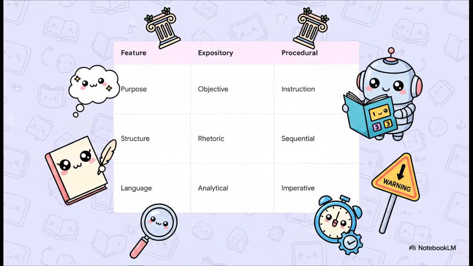First, purpose. Expository is all about objective explanation, while procedural is goal-oriented instruction. What about structure? Well, expository relies heavily on classical rhetoric, like inventio and dispositio. Procedural leans on sequential steps, heavily supported by those non-step elements, like warnings we just talked about. And language. Expository is descriptive and analytical. Procedural is imperative, driven by precise sequencing.